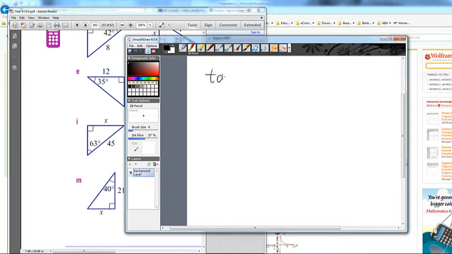So we've got the tan function, and we know that the amount of degrees is 40. That equals x, the opposite side, over the adjacent side, which is 21.